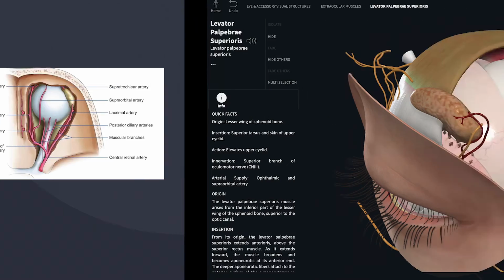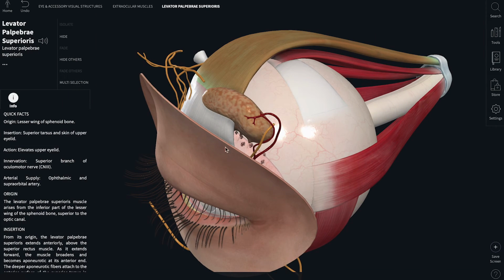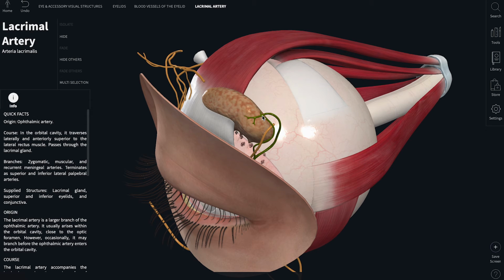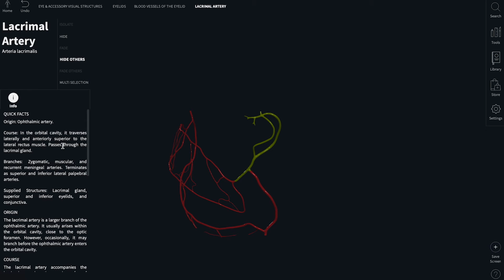Now let's go back to our detailed model of the eye. This right here is the lacrimal artery. In the orbital cavity, it traverses laterally and anteriorly superior to the lateral rectus muscle and passes through the lacrimal gland. Branches are the zygomatic, muscular, and recurrent meningeal arteries, and it terminates as the superior and inferior lateral palpebral arteries. So other than the lacrimal gland, what does it supply? It also supplies the superior and inferior eyelids and the conjunctiva.